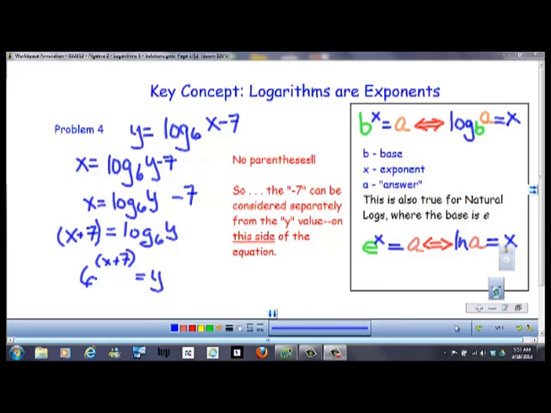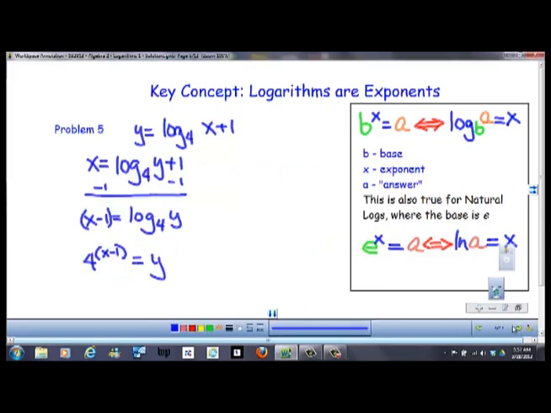All right, now what I'd like to do is talk you through a few problems because the routines are basically the same. Okay, y is equal to log base 4 of x plus 1. Again, there are no parentheses, so the plus 1 can be considered separately. Transpose first, x is equal to log base 4 of y plus 1. Subtract 1 from both sides. Now on the other side of the equation, as we said before, all of this, the x minus 1, is the exponent. So we have 4 to the x minus 1 is equal to y, and that's our answer.